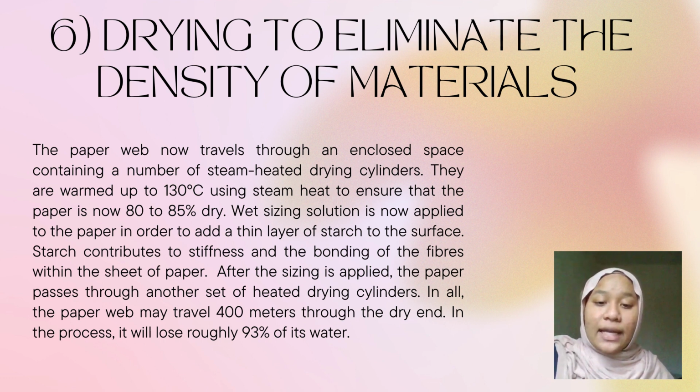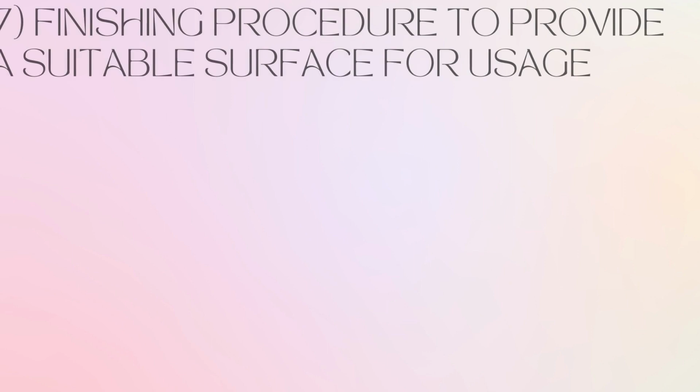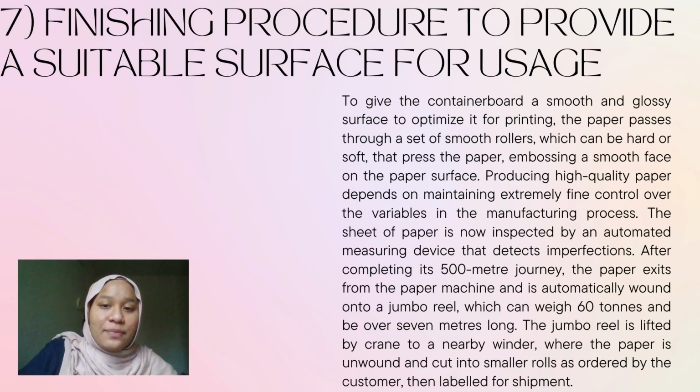After the sizing is applied, the paper passes through another set of heated drying cylinders. In all, the paper web may travel 400 meters to the dry end. In the process, it will lose roughly 93% of its water. The seventh and last procedure is the finishing procedure to provide a suitable surface for usage.